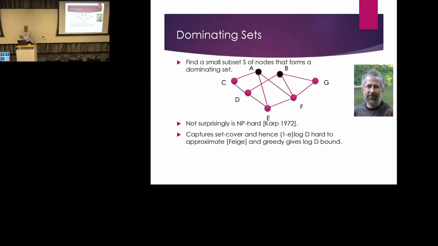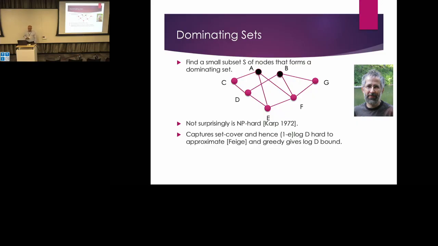Right? So set cover and dominating set are fundamentally equivalent. In dominating set, you want to find a subset of vertices in the graph that forms a dominating set, which means that every node in the graph is either in the set or has a neighbor in the set. And again, you get this very simple log D approximation using the greedy set cover algorithm.